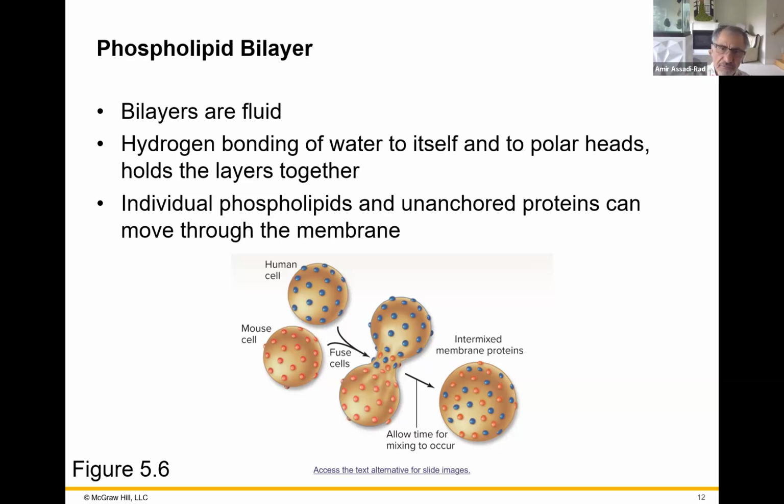Okay, so here scientists have done an experiment. This is a human cell and this is a mouse cell, and they tried to fuse them together. They saw that yes, they can fuse together. That is saying that individual phospholipids and unanchored proteins can move through the membrane, and that experiment proved it. So protein molecules in the phospholipid are moving, and the phospholipids themselves are moving.